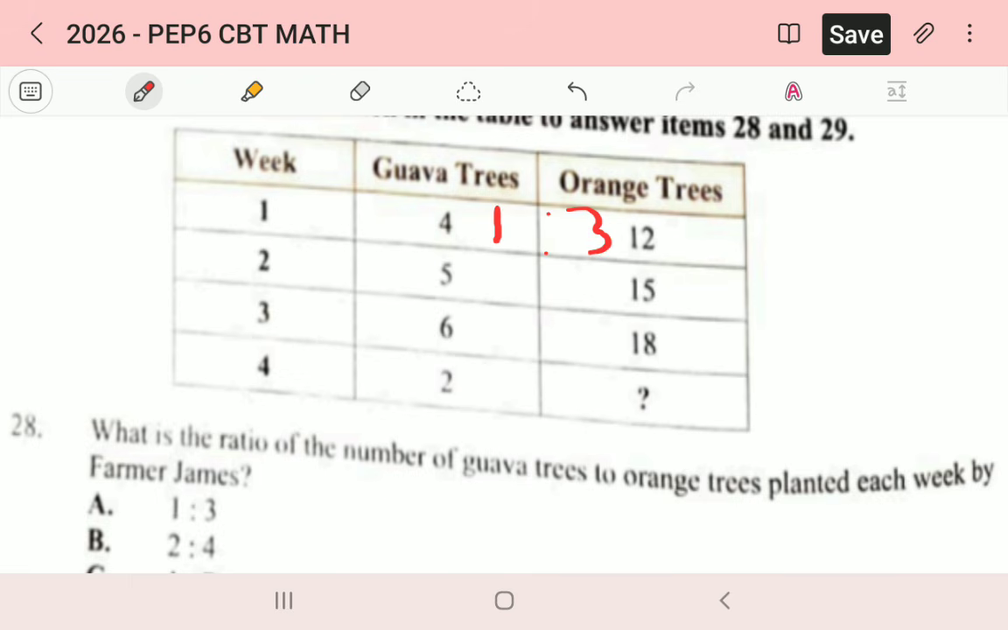Alright. 5 into itself is 1. 5 into 15 is 3. So it's a 1 to 3. 6 into itself 1. 6 into 18, 3. 2 into itself 1. 2 into what is 3 times 2? 3 is 6.